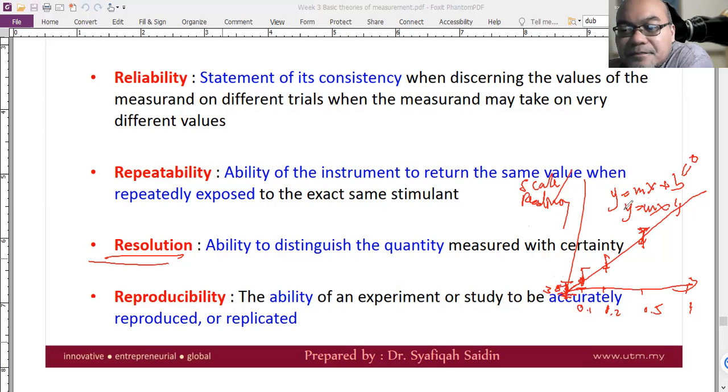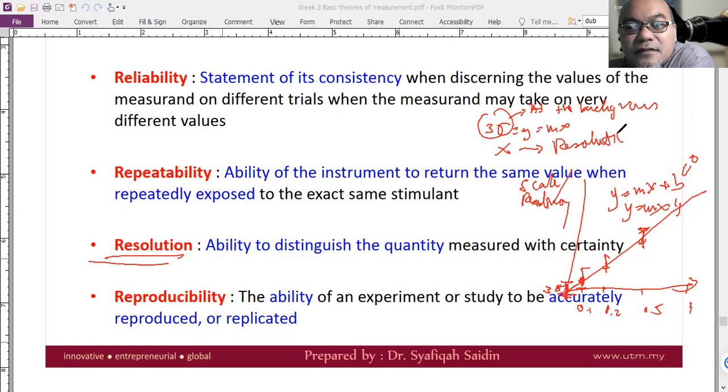After you obtain three sigma, you put this three sigma as your y in y equals mx plus b. The x value for this three sigma, at the background, meaning at the zero value of the standard, this x value is the resolution. Okay, understand?